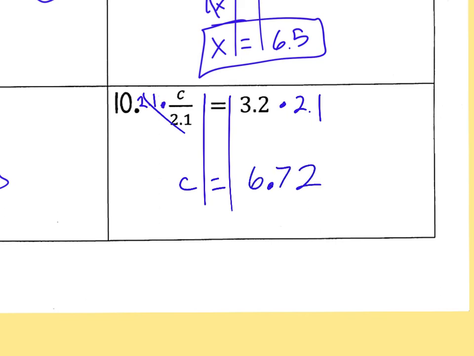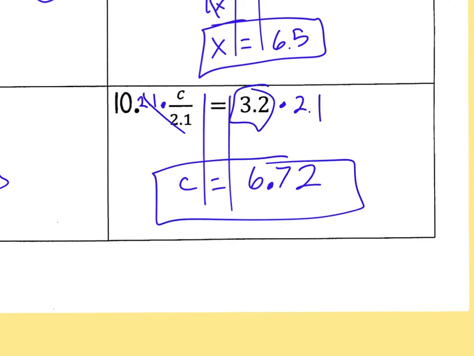Yeah, we're dealing with some decimals. Don't have to freak out. So I'm going to take 6 72/100 and divide it by 2.1, and I get 3.2, and that lets me know that I did this correct.